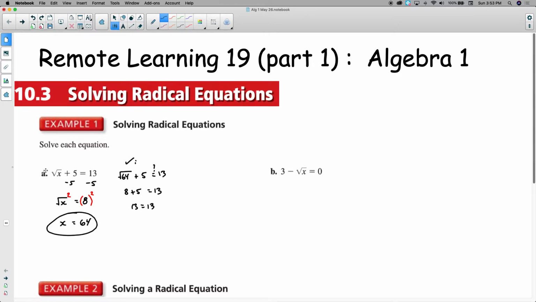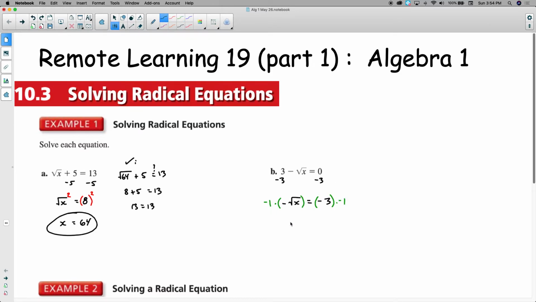All right, let's go over here to B. And all right, so if the theme is to isolate the square root piece, I'm going to get rid of this positive 3 by subtracting it. And I still don't have this square root isolated. I need to get rid of the negative. So I'm going to multiply each side by negative 1. I could also divide each side by negative 1.